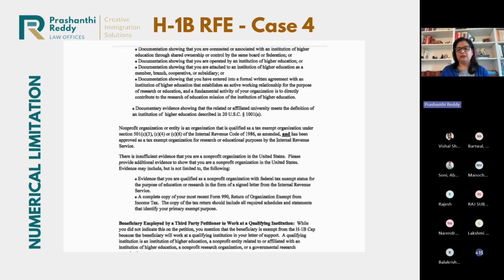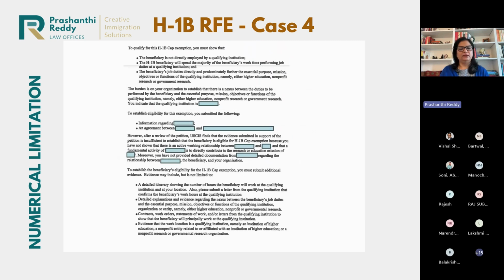At the nexus between the job and what the organization actually does, the contract between the hospital and the organization, proof to show that it's a nonprofit organization. So a lot of documentation has to be submitted. So obviously, this is a teaching moment, because you can see how much documentation has to be submitted for a cap exempt organization. So submitting this ahead of time will help avoid these kind of RFEs. Next slide. And it also teaches you what documents are needed for these kind of RFEs, right?